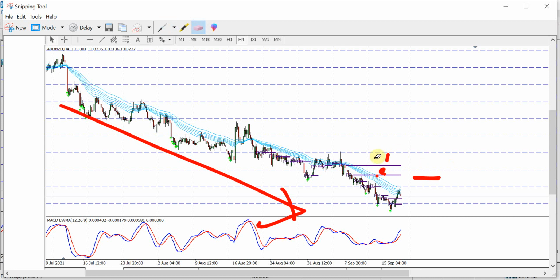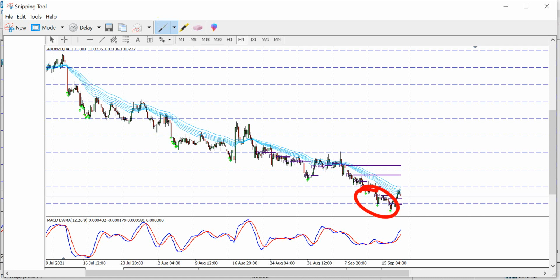So what we want to look at is what's the situation over here. We have got some oversold areas over here at 3 levels. We also have bullish divergence.